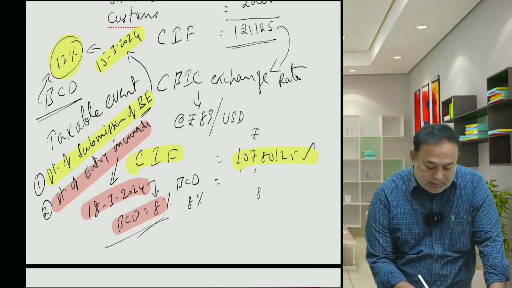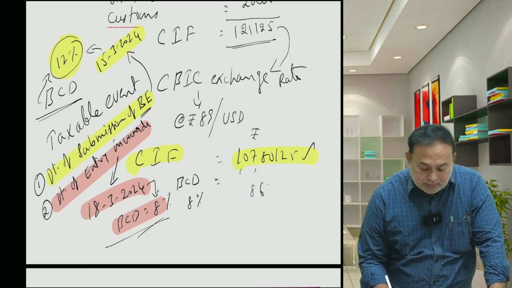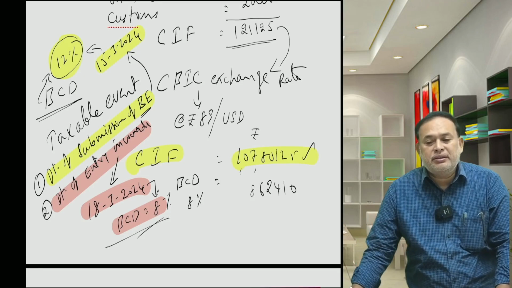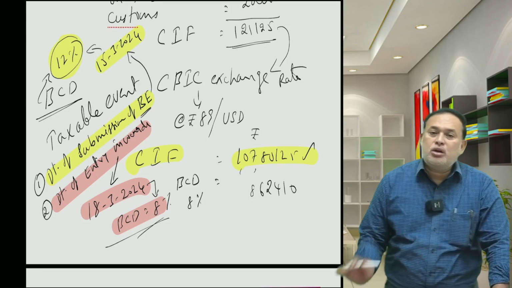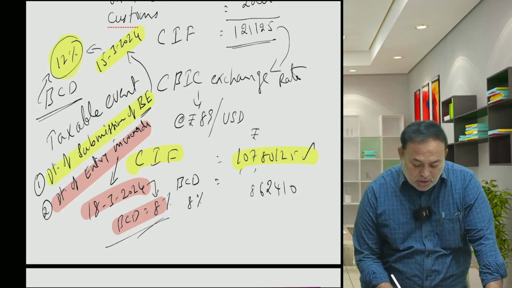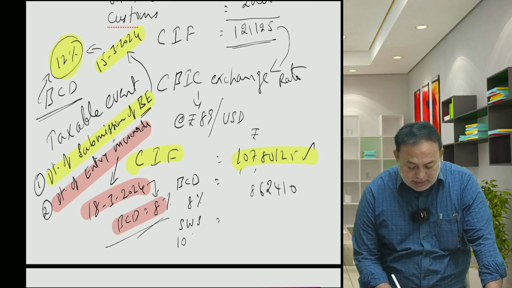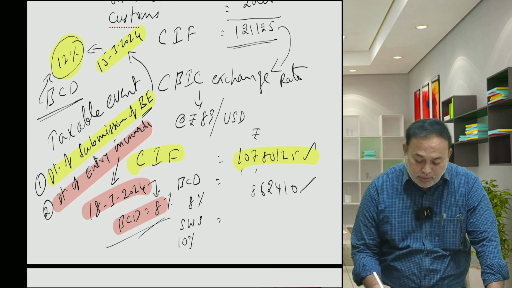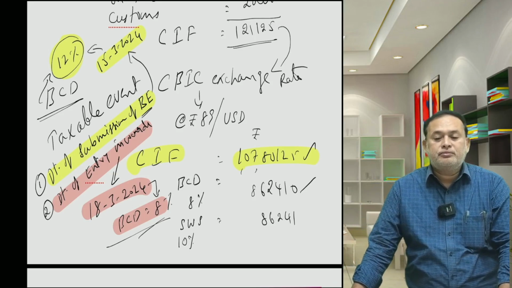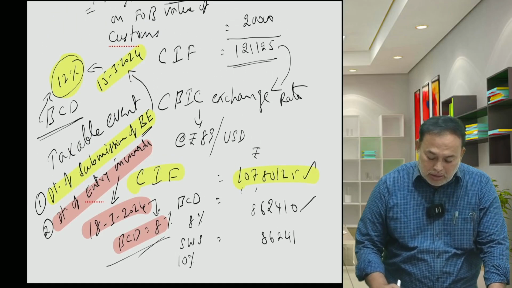is nothing but 8 lakh 62,410. If the BCD comes, automatically for all our imports, wherever there is BCD, then social welfare surcharge is automatic, which is standard 10% on basic custom duty, which is 86,241. I think you are getting me.